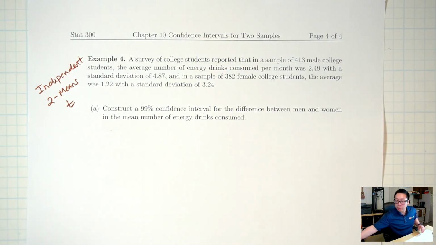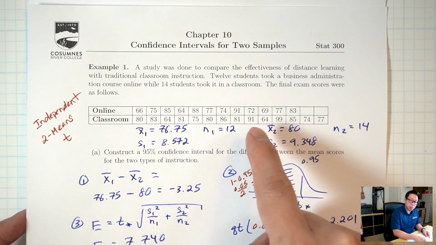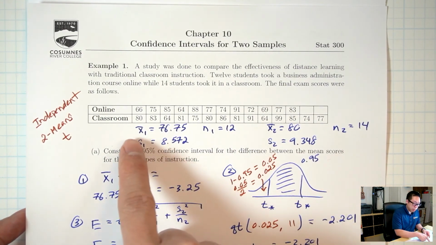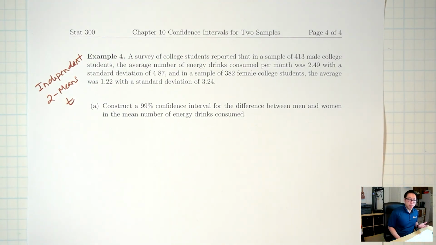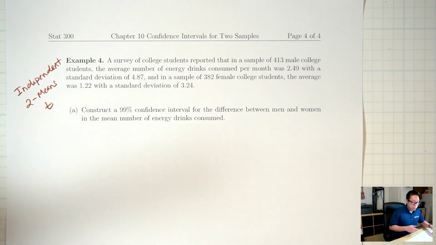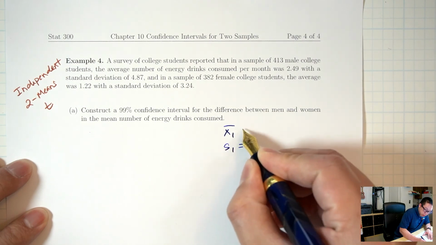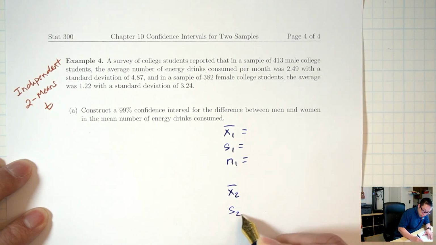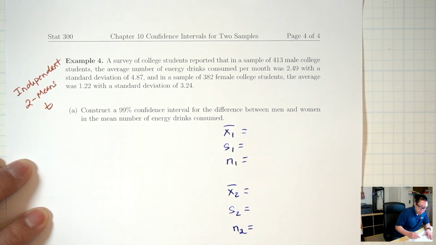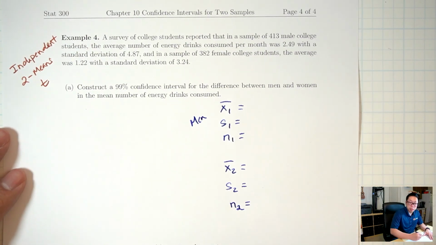The difference between this and example 1: in example 1, I gave you the data, so our next step would have been to enter the data into Google Sheets in order to find the mean and standard deviations of those two samples. Here, the mean and standard deviations are given to you in the problem, and you just have to write them down. So here we have, I need x1 bar, standard deviation 1, and sample size 1. Then I need mean 2, standard deviation 2, sample size 2. Let's let my 1s be the men, and then my 2s be the women.